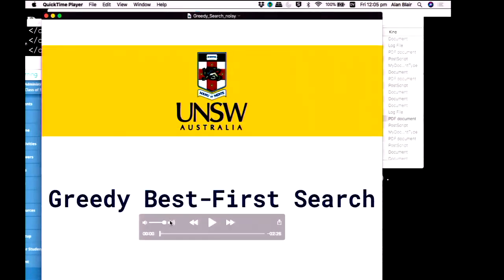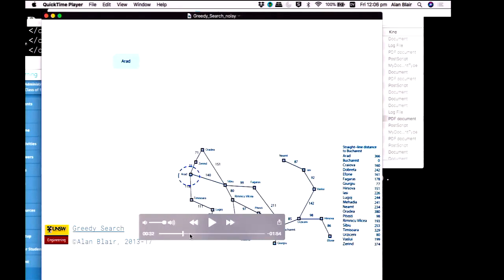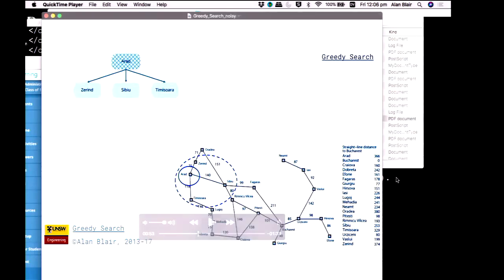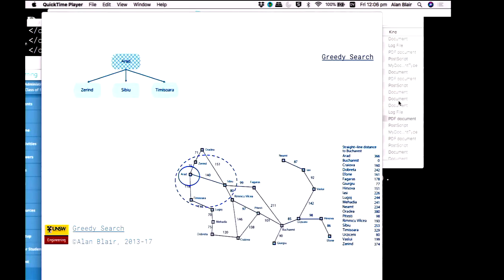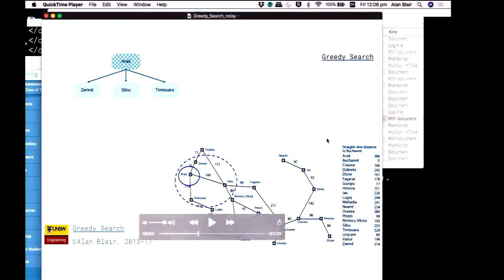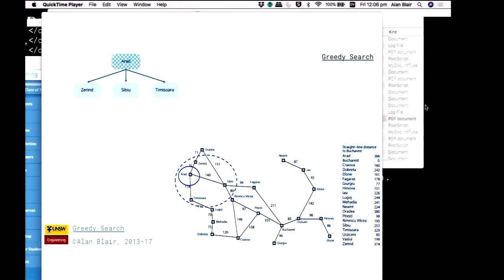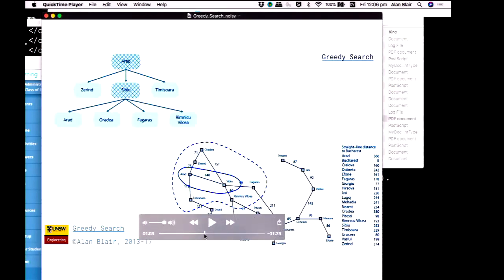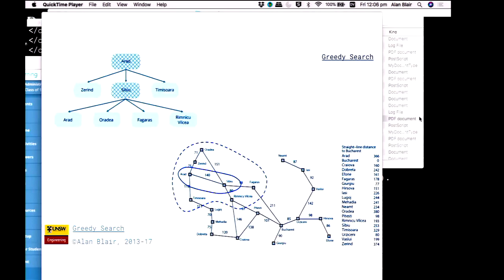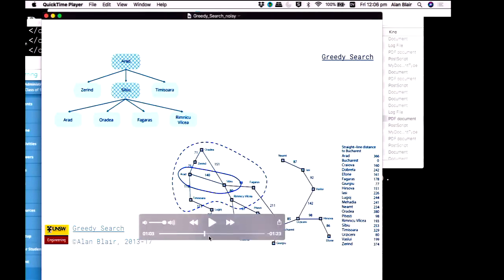Okay, so again, let's have a look at some of these graphics. Here we start out the same way, but then when we want to pick which node to expand, we pick the one that we think is closest to Bucharest. You could look at the numbers, but from looking at this picture, you can see that Sibiu is the closest distance to Bucharest. So that's the one we expand. And then from here, Fagaras is the closest one to Bucharest.